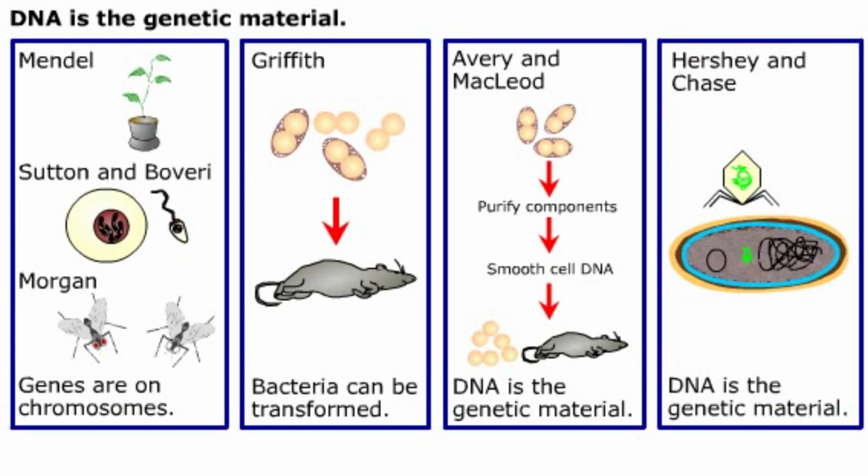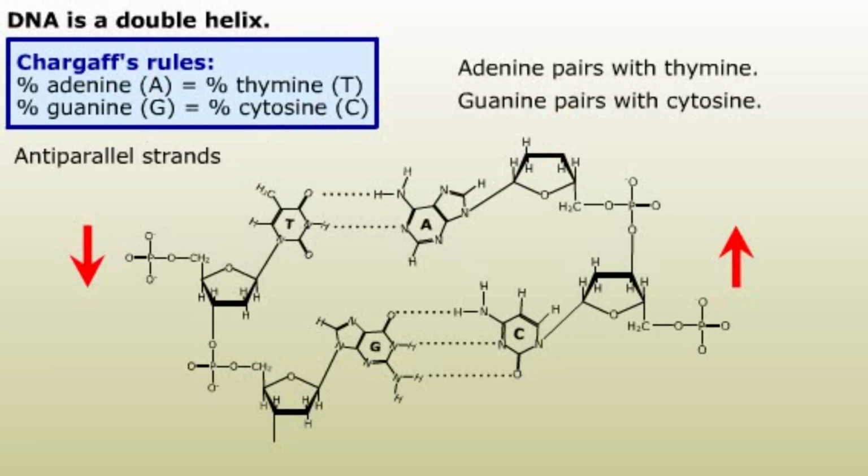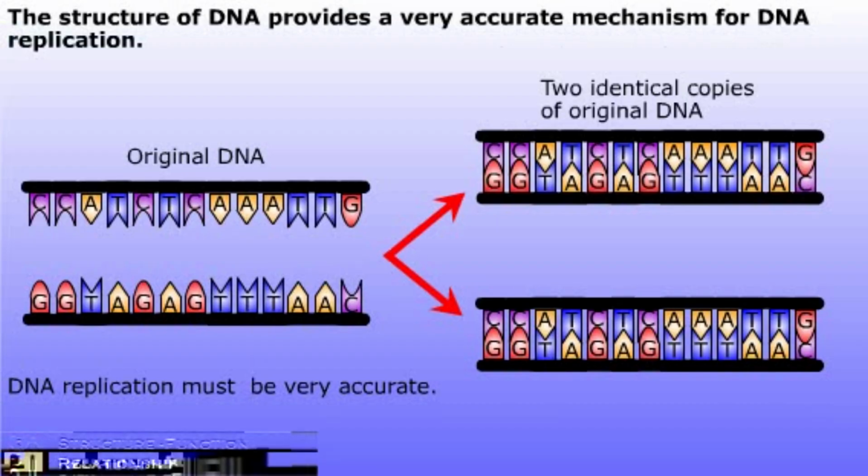Once biologists were convinced that DNA is the genetic material, with help from data collected by Franklin, Watson and Crick determined the double helical structure of DNA. Using the width of the double helix and Chargaff's rules, Watson and Crick found that the nucleotides pair in a very specific way. Adenine pairs with thymine, and guanine pairs with cytosine. The structure of the DNA molecule is a good example of the structure-function relationship.